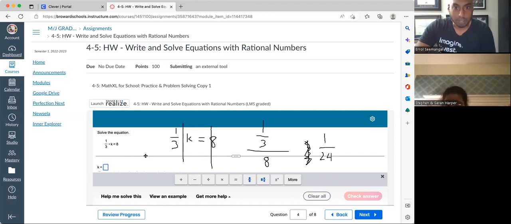If we multiply both sides, we want to do the opposite, right? The opposite of multiplication is division. So we want to do it the other way, not this way. We want to do it like this: 8 divided by 1 over 3. That's the same thing as 8 times 3. So what's 8 times 3 in your head? 24. So put 24.